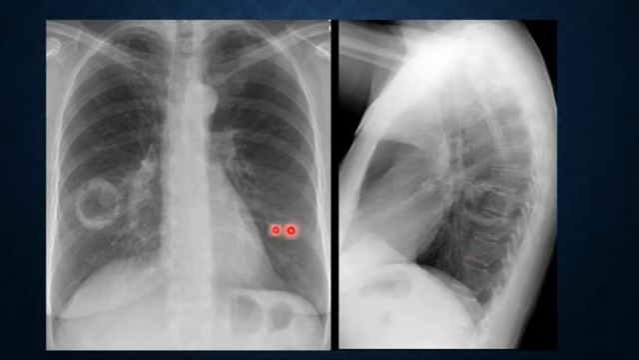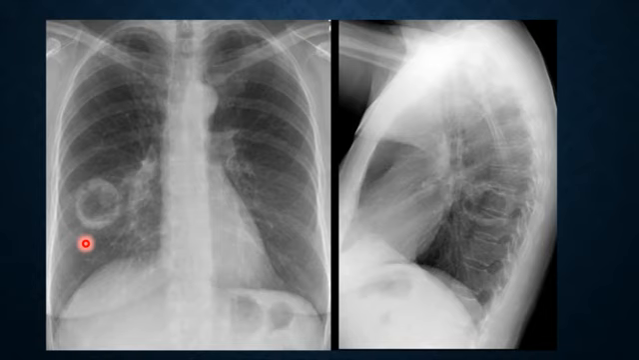What do we have here? How to describe it? Well defined, rounded, with a radiolucent center, a radio-opaque wall and a radiolucent central cavity.